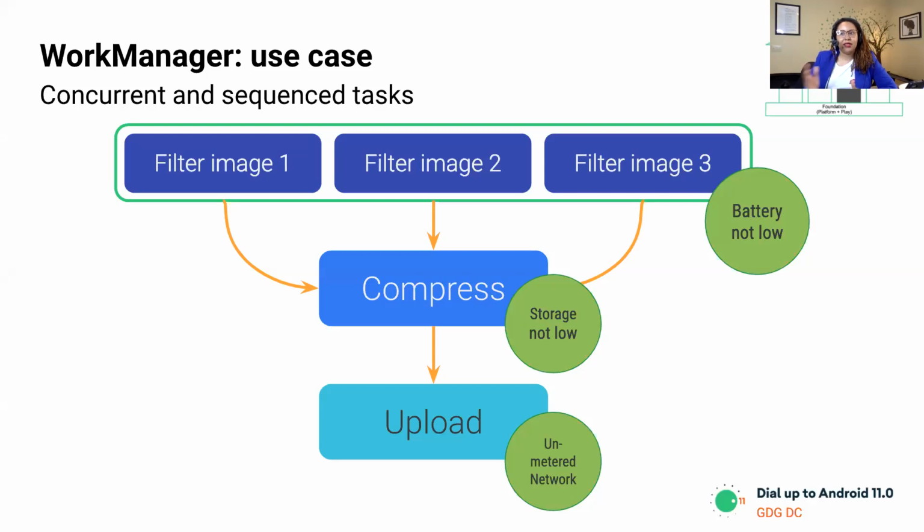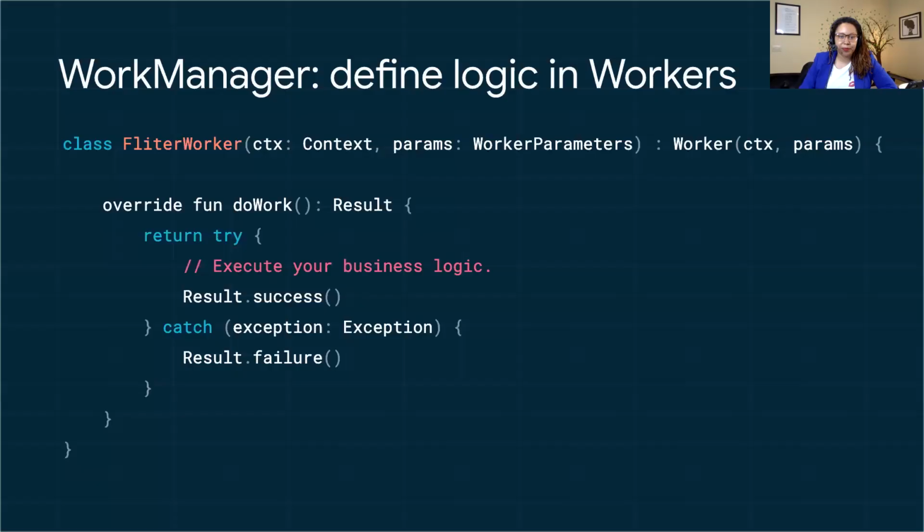Here's a use case. Let's say you have a beautification app that filters images, compresses files, then it uploads them to a backend. The image filtering tasks can all happen in parallel, and then subsequent compress and upload tasks can only occur when the previous stage has been completed. And then for each task, you can even associate criteria for them to happen. Do you have enough battery? Do you need to have enough storage for the compression task? And maybe the user has decided, well, I only want to upload files when my device is connected to Wi-Fi. Work Manager can handle all of that for you.